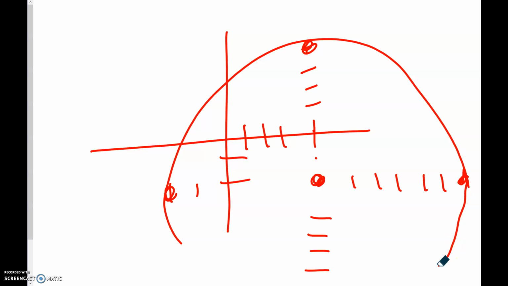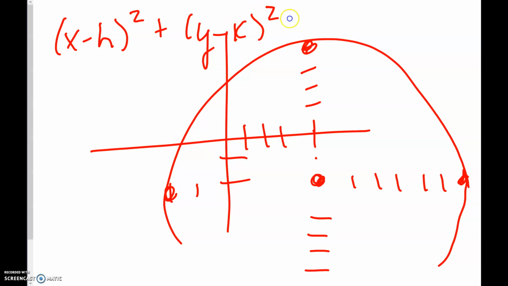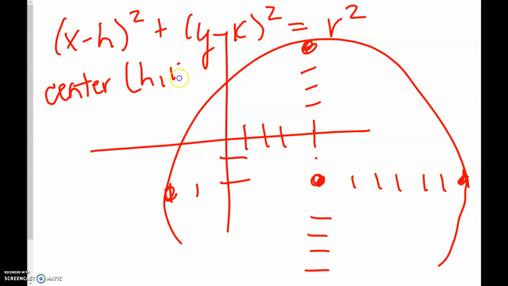Okay. All right. That's it for today's lesson. So you have to be able to write this in standard form. Standard form is x minus h quantity squared plus y minus k quantity squared equals your radius squared. And remember that center comes from h, k. Now just be careful, because if you see a negative 2 here, if it says x minus 2 quantity squared, that center is a positive 2. Okay, so do not get caught on that. All right, good luck.